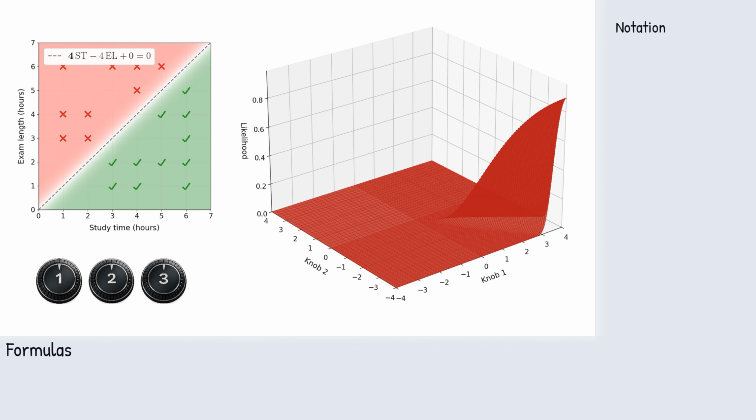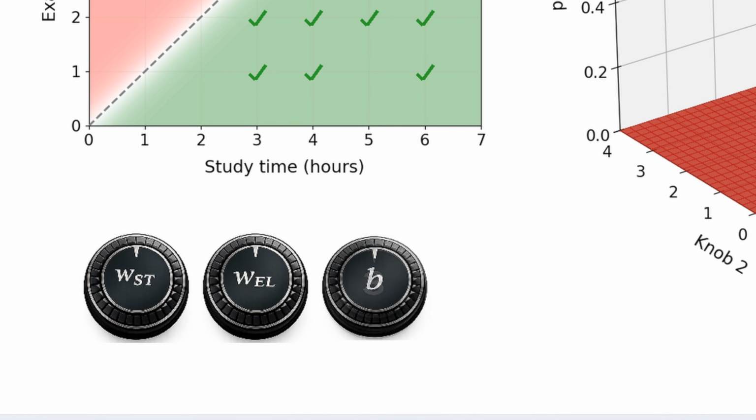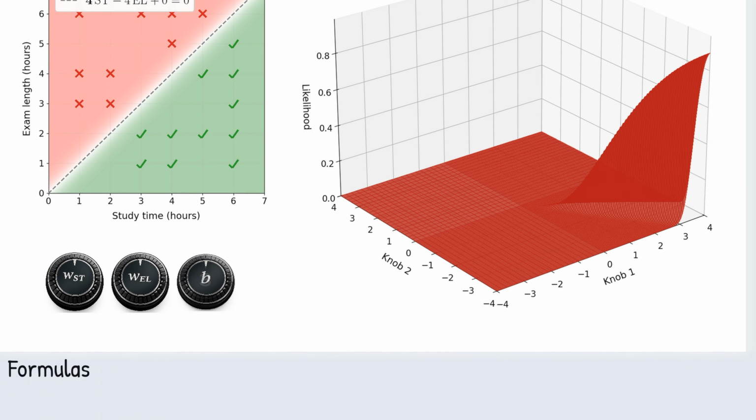We'll call knob 1 WST because it's the weight of importance of study time in the equation of the line. We'll call knob 2 WEL because it's the weight of importance of exam length. And we'll call knob 3 B, which stands for bias, to capture work that all students must do regardless of study time and exam length. These three values are called parameters, and they completely define the logistic regression model.